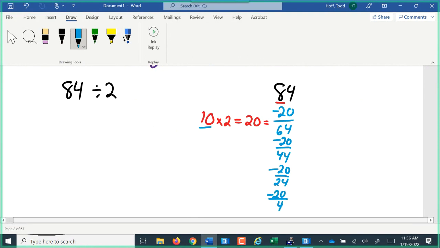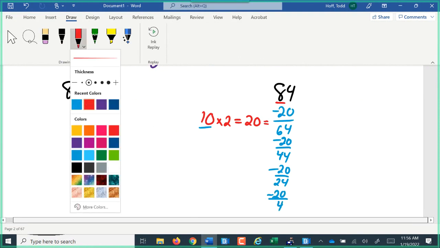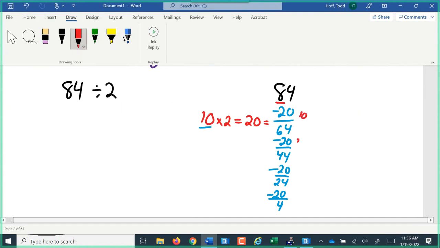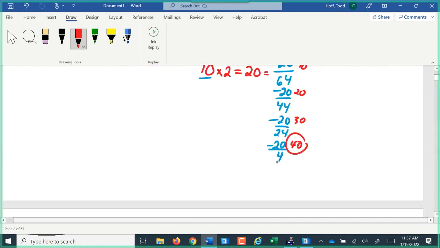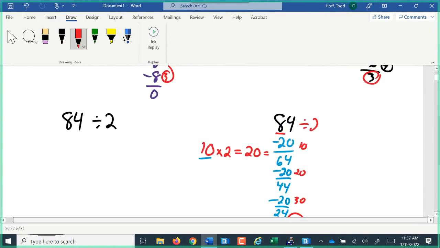I have subtracted the 2, 10, 20, 30, 40 times. By subtracting in big bundles, I was able to subtract the 2 40 times rather quickly. Now I still have the 4 left over. I'll subtract the 2 and another 2 to get to 0. That's 41, 42 times. 84 divided by 2 is 42, because I can subtract the 2 42 times.